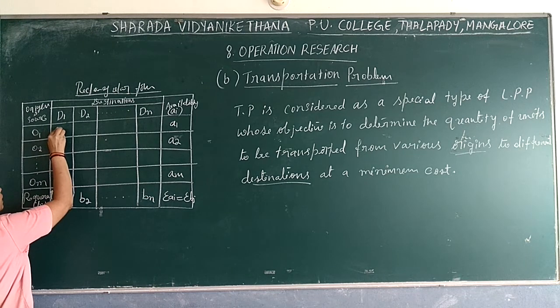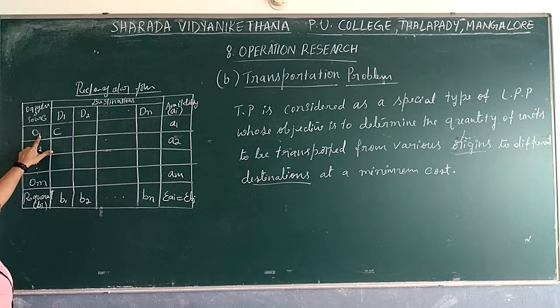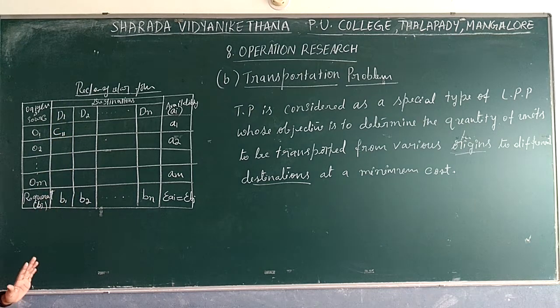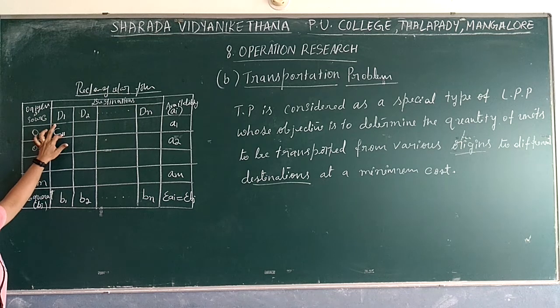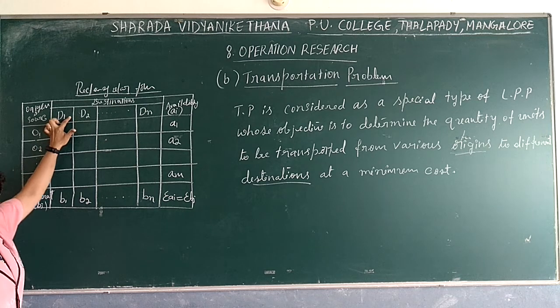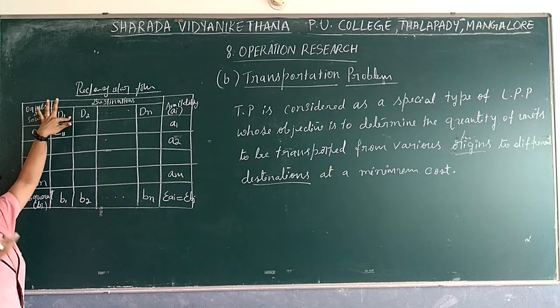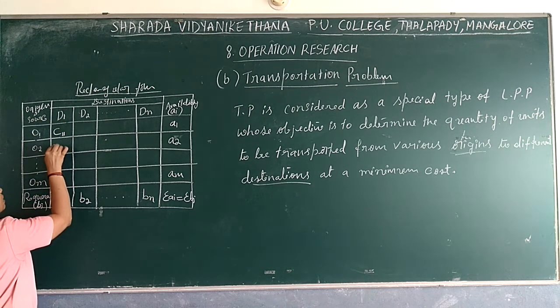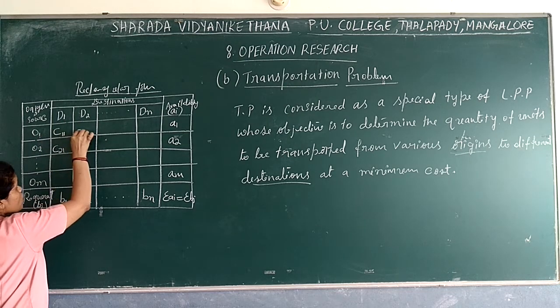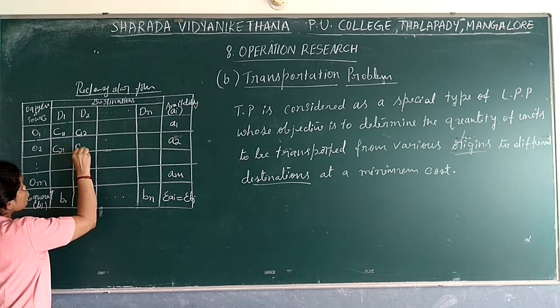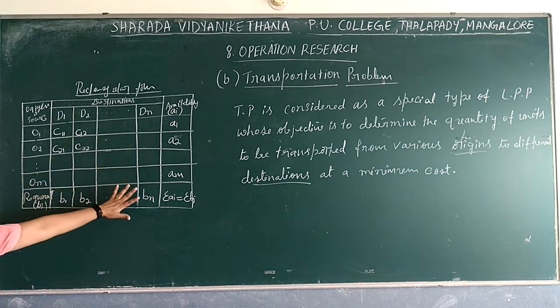Now what happens here? First we need to take row by row: C11 and so on. First row and first column means this is the cost, the cost required from this source, that is this factory, to this particular place. When we transfer, what is the cost associated with it? Then here C12, C21, and C22. It goes like this.